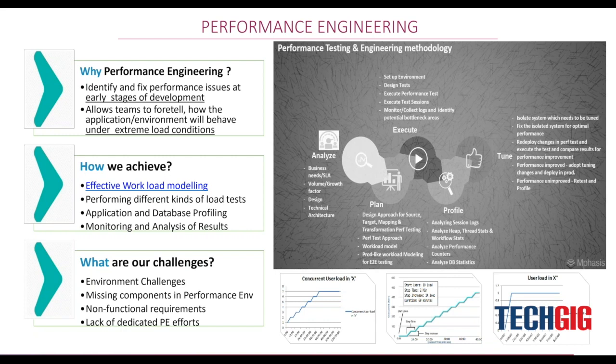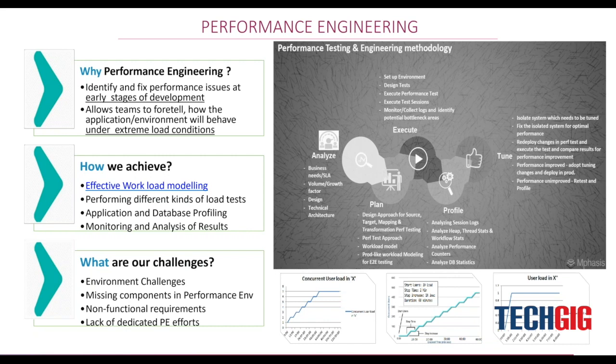Next is lack of dedicated PE efforts. When I'm saying lack of dedicated PE effort, there might be a PE team, but there is no organizational pattern for how the PE has to be aligned. We provide recommendations and identify an issue, and we reach out to the application team, and the application team has to prioritize it. If it is not prioritized, then all the predictions and results will not be taken into action, and all the results will be in vain.